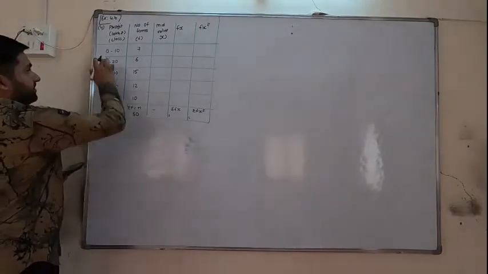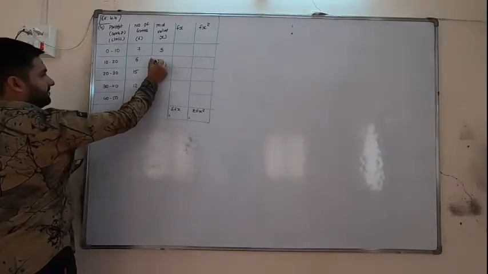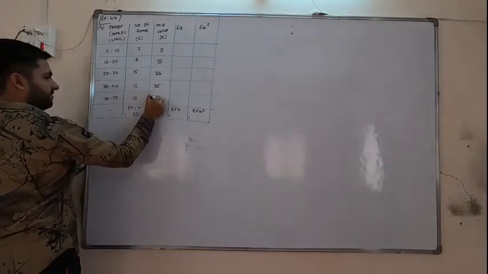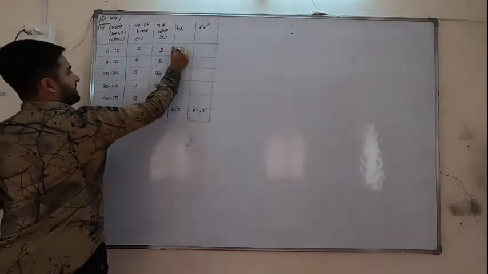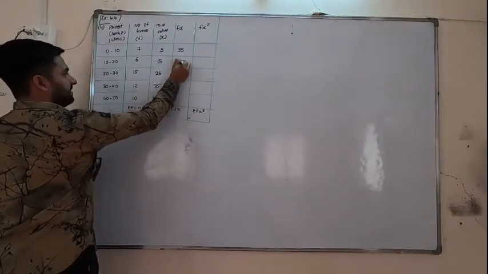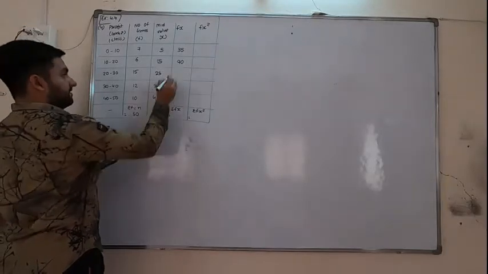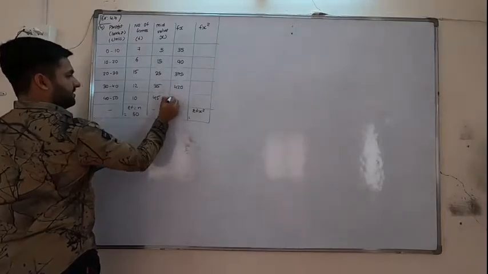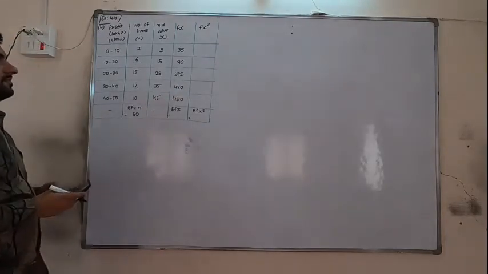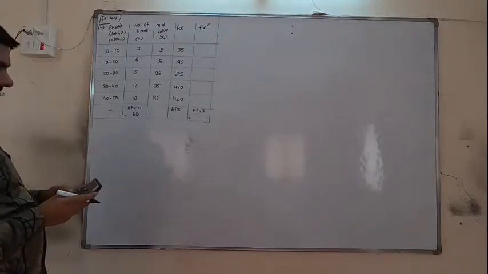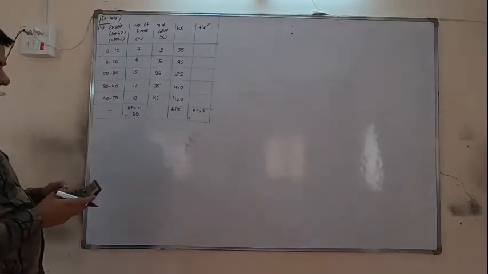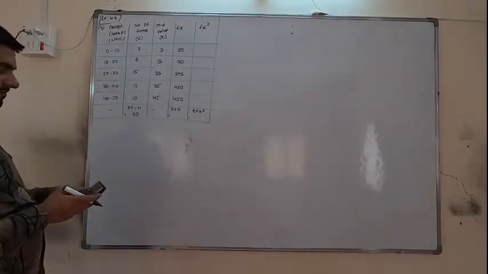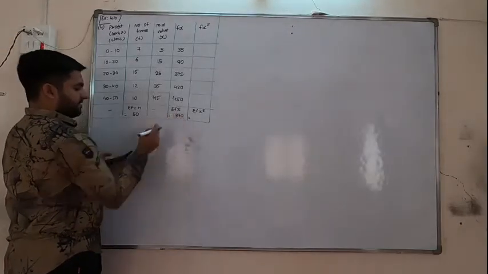Okay. Mid values. 0 plus 10 by 2 is 5. Then it will be 15. Then the gap is of 10, so 25. Then 35. 45. Now fx. 7 5s are 35. 15 6s are 90. 25 into 15, 375. 35 into 12, 420. 45 into 10, 450. Okay. 35, 90, 375, 420, 450. 1370. Let's check.